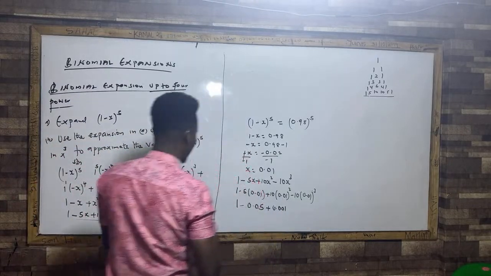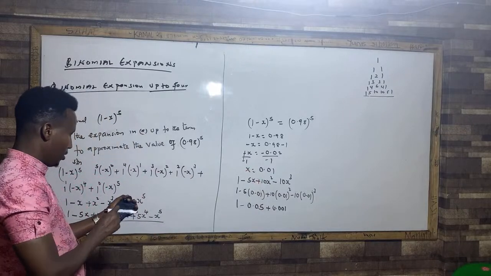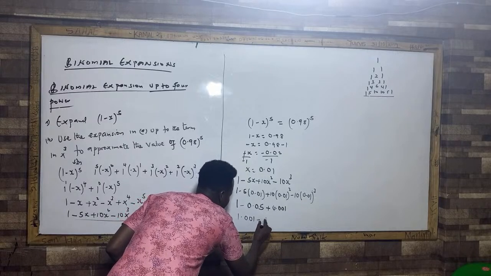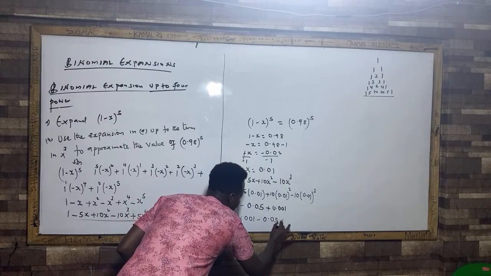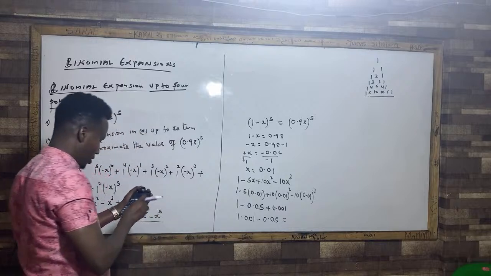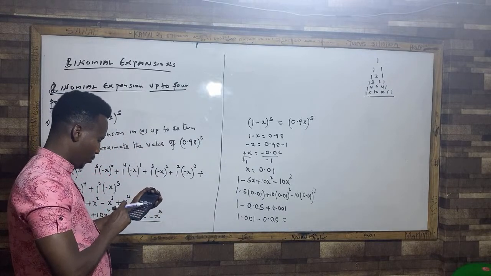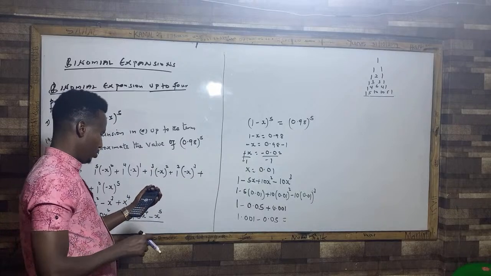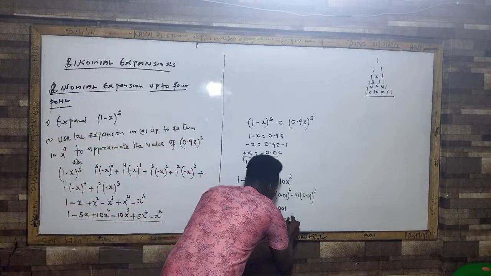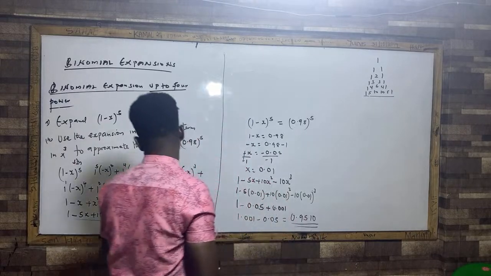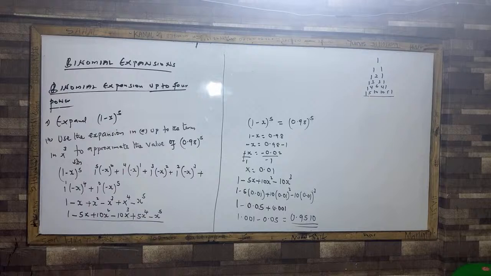So what will I do? Add this to 1, giving 1.004, minus 0.1. So that is 0.904. Final answer. Okay, that's how you're going to get your answer.